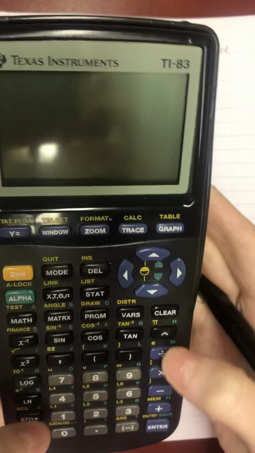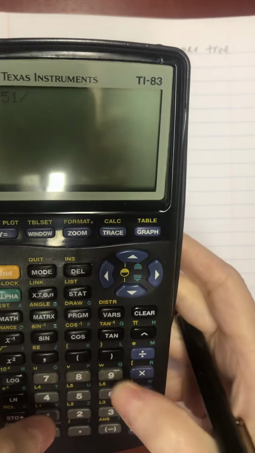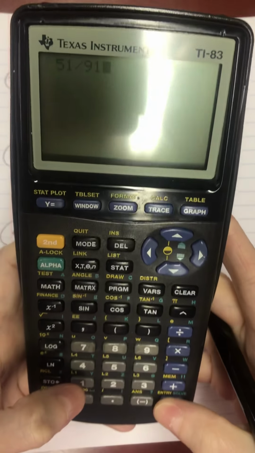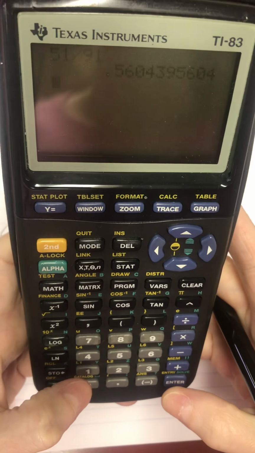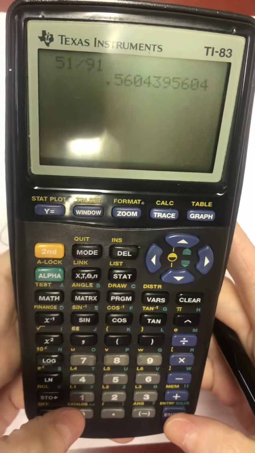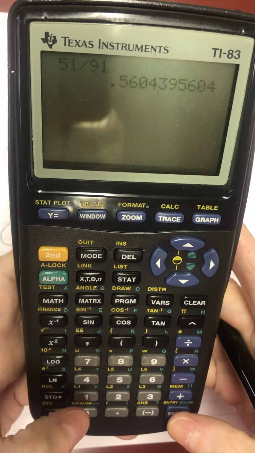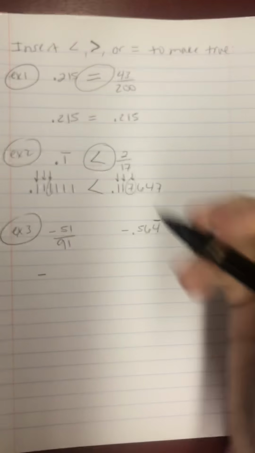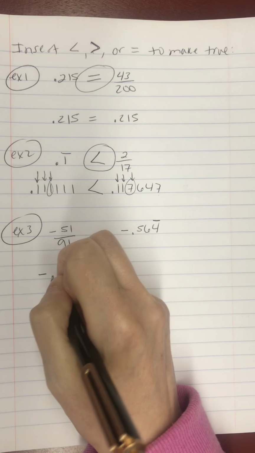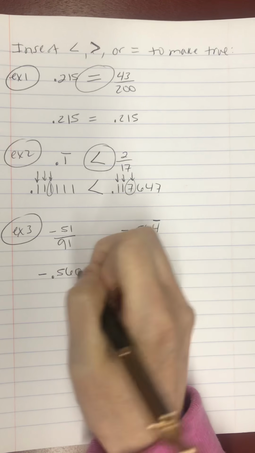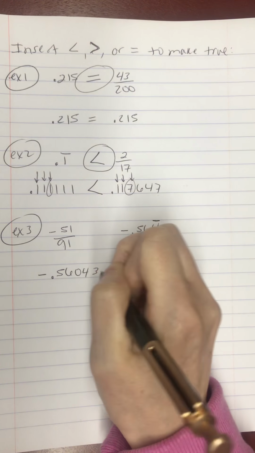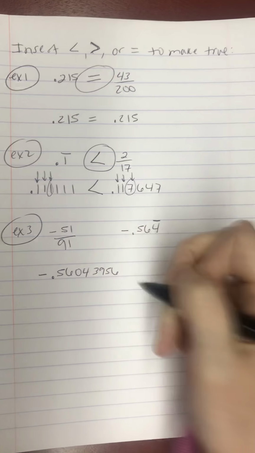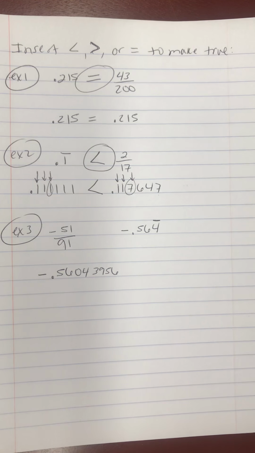We know it's going to be negative, so I'm just going to do 51 divided by 91, and then I'm going to hit equals, and we get this number right here, 0.560439560. So I'm going to write some of those digits, 0.560439556. I ended up writing most of them. All right, so there's that.